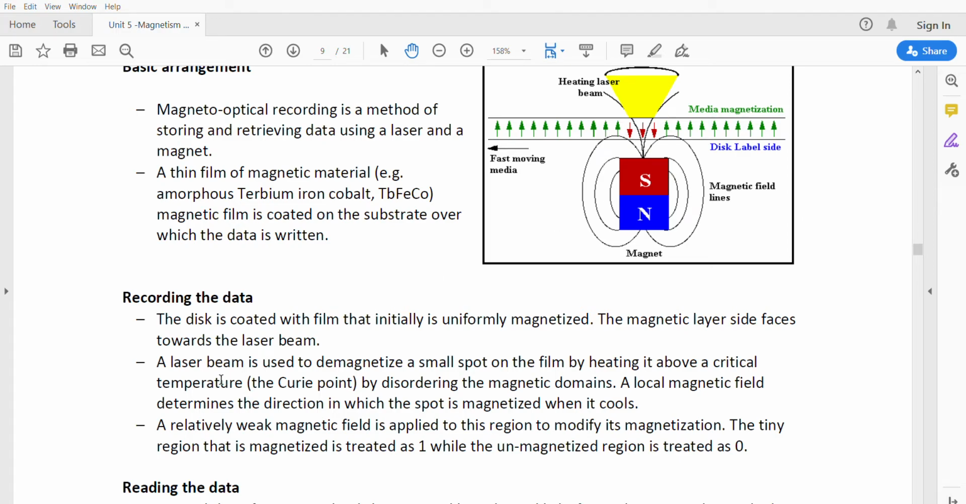Here we can see these points. A laser beam is used to demagnetize a small spot on the film by heating it above the critical temperature, thereby disordering the magnetic domains. A local magnetic field determines the direction in which the spot is magnetized when it cools. A relatively small weak magnetic field is applied to this region to modify its magnetism. The tiny region is treated as 1, while the unmagnetized region is treated as 0.